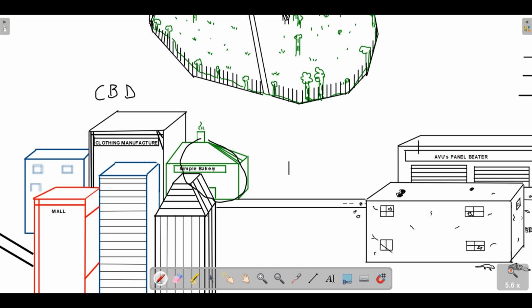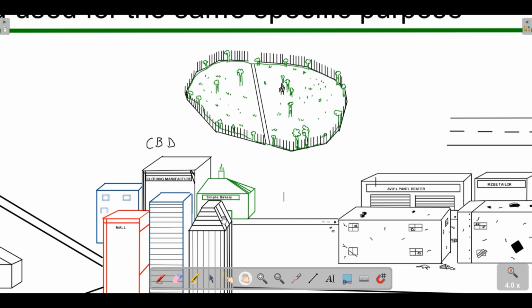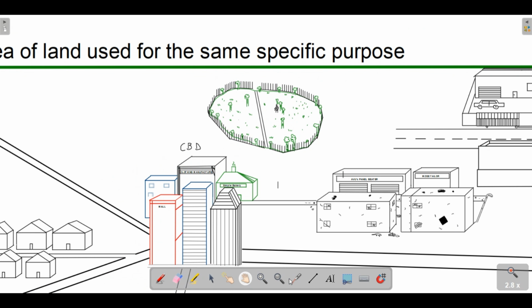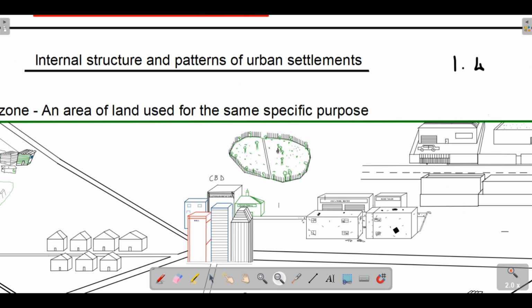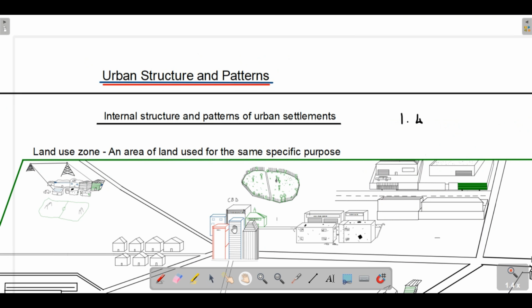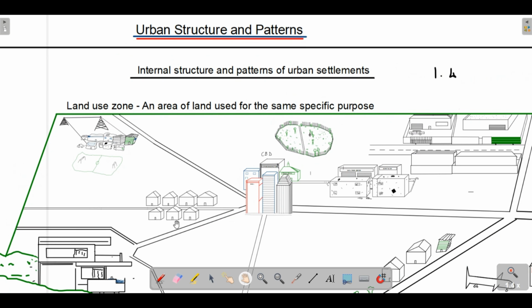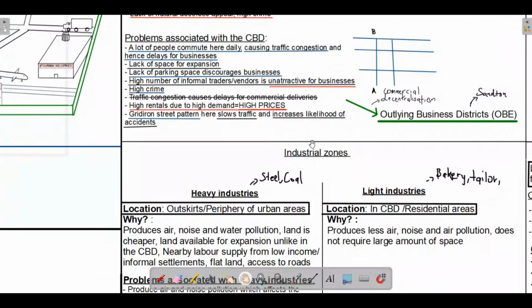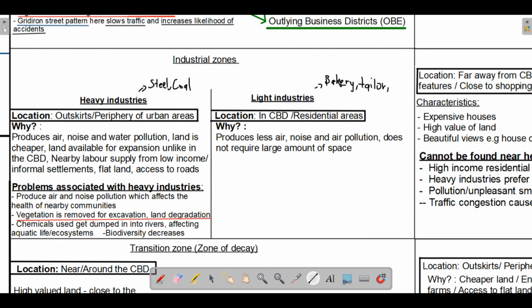It's in the CBD. You're going to find these definitely, guys, in the CBD because they produce less pollution, and so they are allowed to be there. So they produce less air pollution, they produce less noise pollution, and so it makes sense for them to be close by. Okay, so in the CBD and in the residential areas, all residential areas, you're going to find these light industries, right? So that's the reason why.